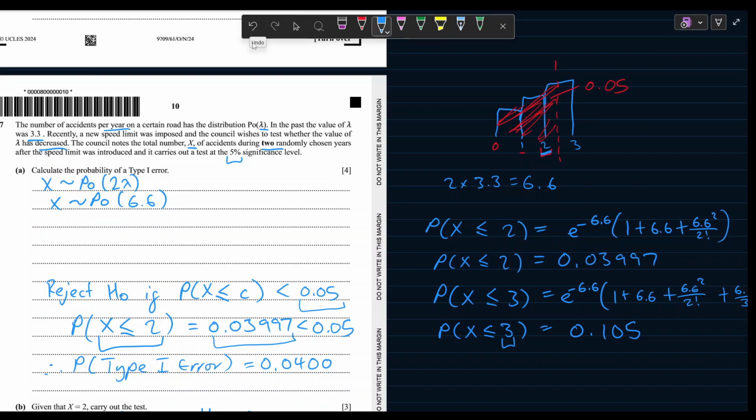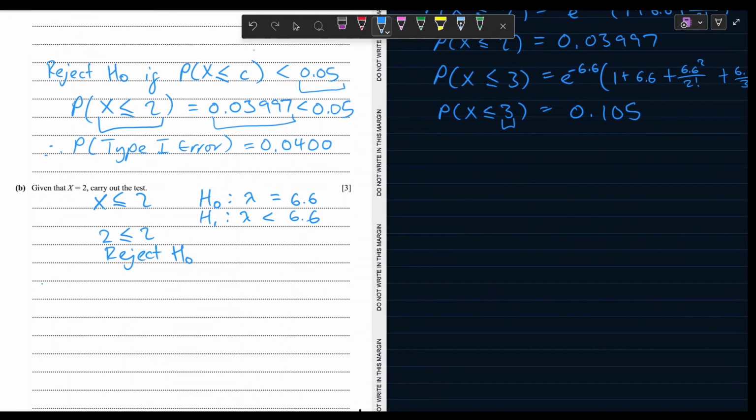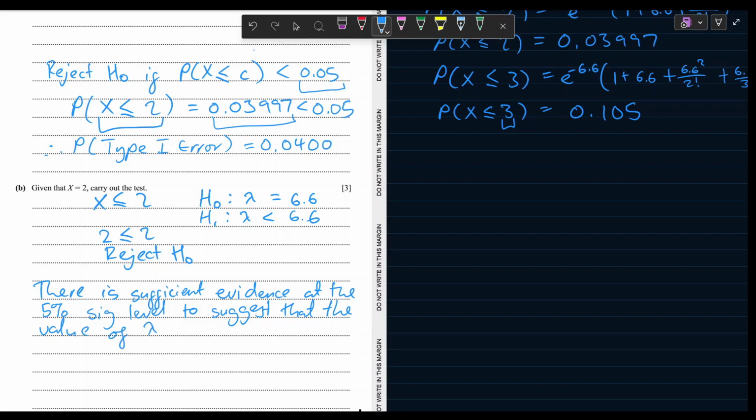And we're testing to see whether lambda has decreased. So we can say that there is sufficient evidence at the 5% significance level to suggest that the value of lambda, not mu, the value of lambda has decreased. Okay, and that will be our final answer.